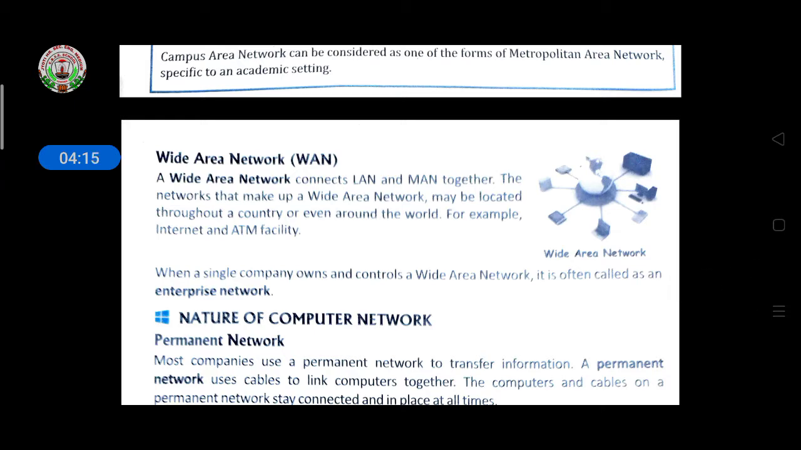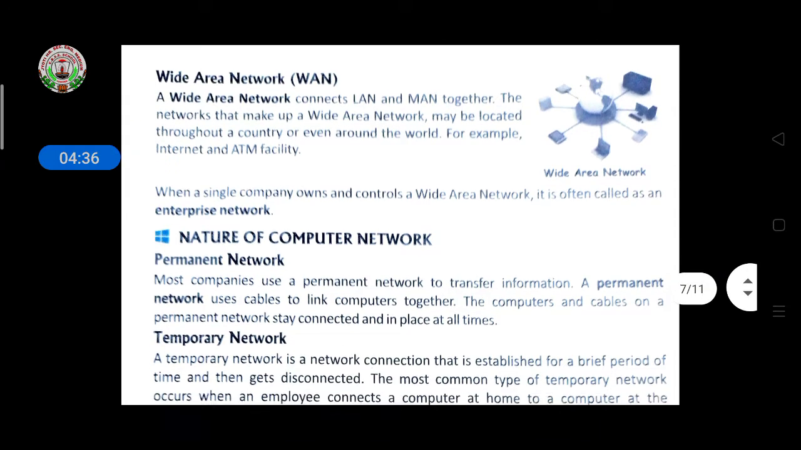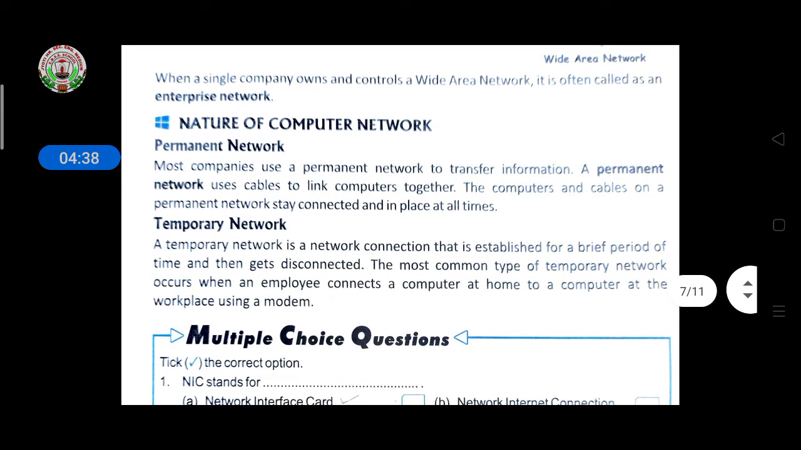Then the wide area network connects LAN and MAN together. So we are using the internet connection. A wide area network helps to connect computers throughout the country or even around the world. Nowadays we are using the internet and ATM facility. It is easy for us to access the internet wherever we want to connect.